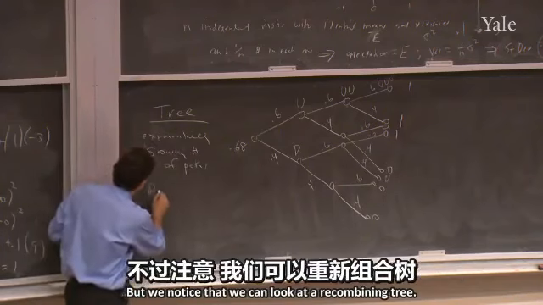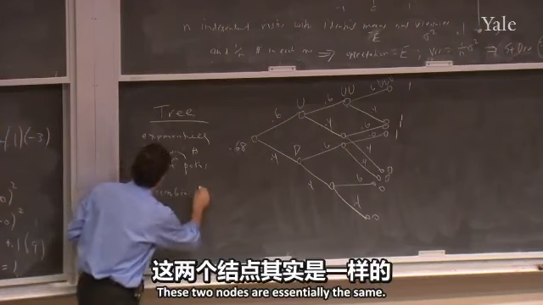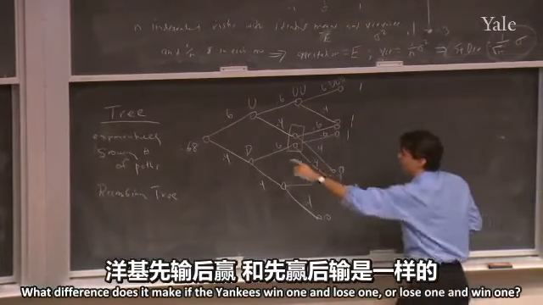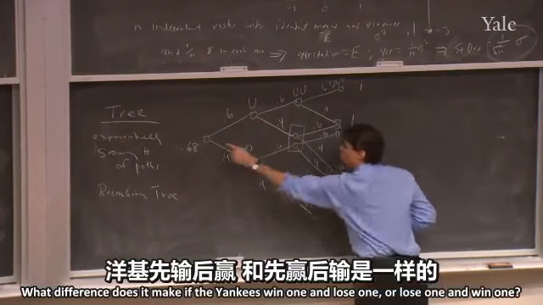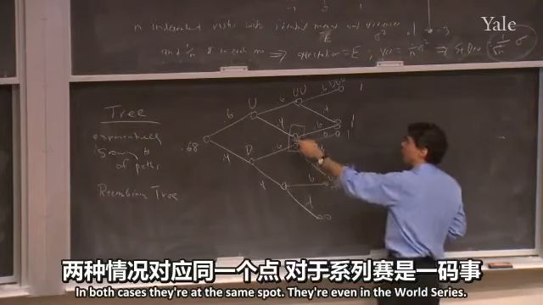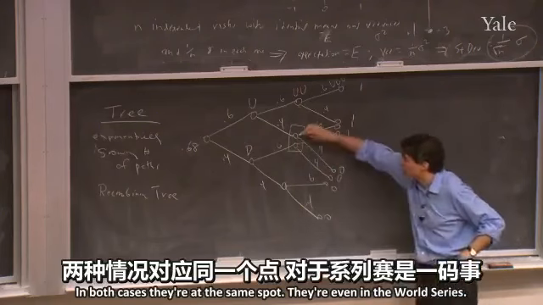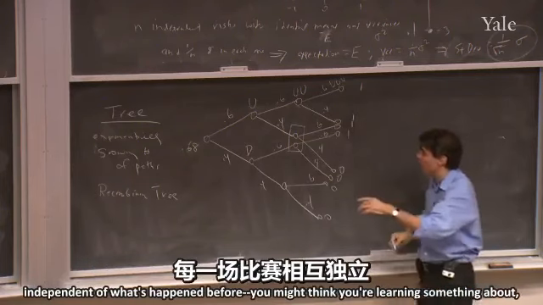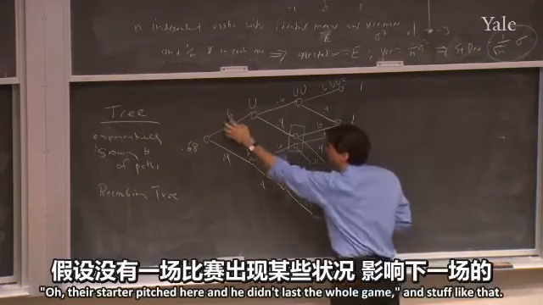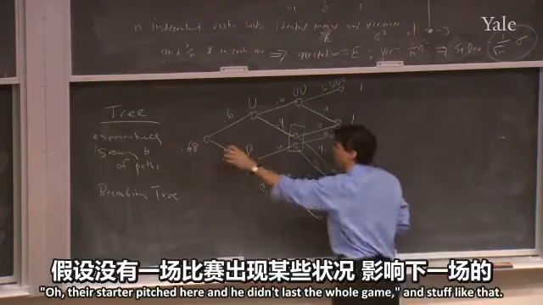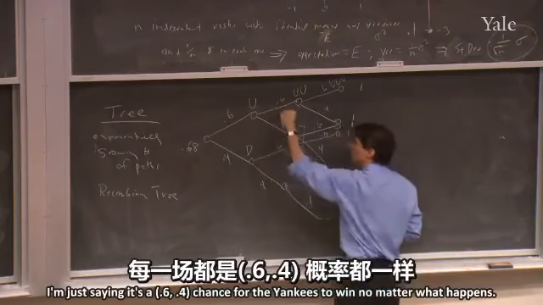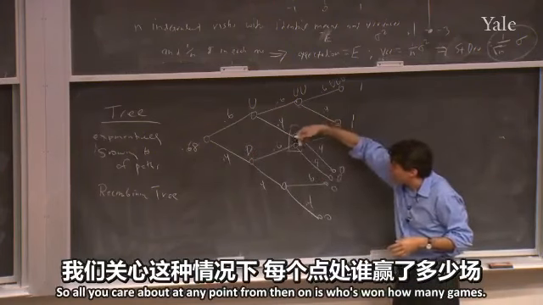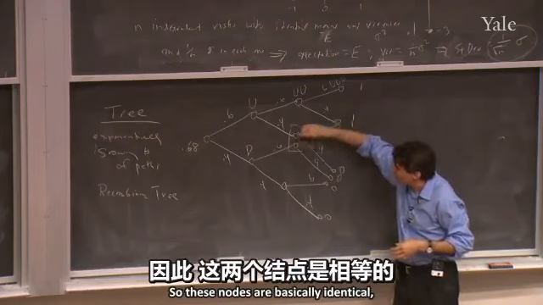But we noticed that we could look at a recombining tree. These 2 nodes are essentially the same. What difference does it make if the Yankees win 1 and lose 1, or lose 1 and win 1? In both cases, they're at the same spot. They're even in the World Series. And since we assume the probability of winning any game is the same, 0.6 and 0.4, independent of what's happened before, you might think you're learning something about their starter pitching here, and he didn't last the whole game and stuff like that. So I'm not allowing for any of that. I'm just saying it's a 0.6, 0.4 chance for the Yankees to win no matter what happens. So all you care about at any point from then on is who's won how many games. So these nodes are basically identical.